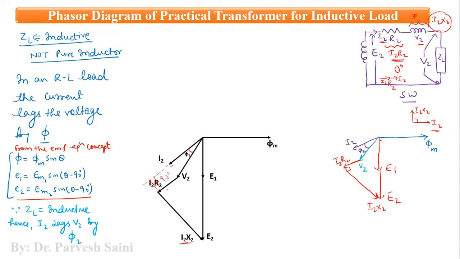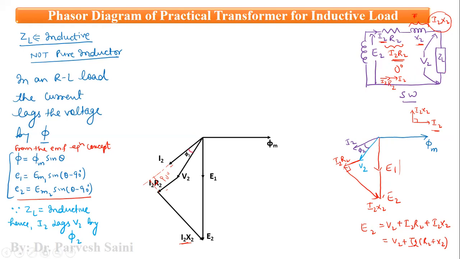X2. And you can see here that this is E2, so E2 is equal to V2 plus I2R2 plus I2X2, right? Or we can write it as V2 plus I2 (R2 plus X2). You can apply KVL in this particular mesh, the secondary mesh. So you will find the same equation, E2 minus I2R2 minus I2X2 minus V2 is equal to 0.